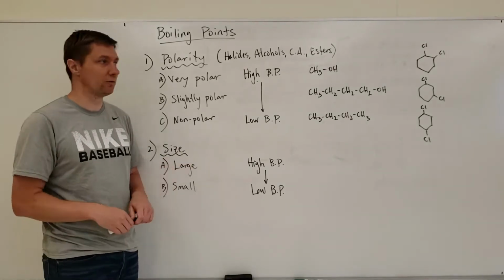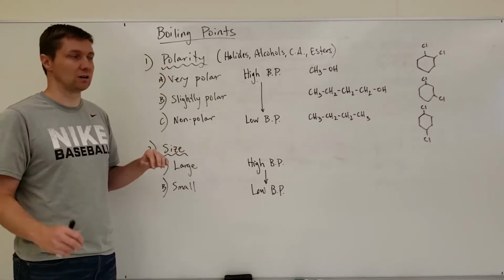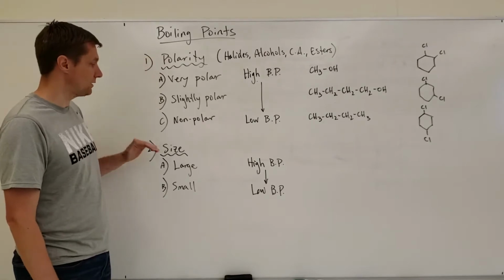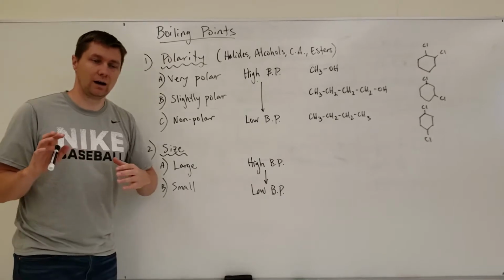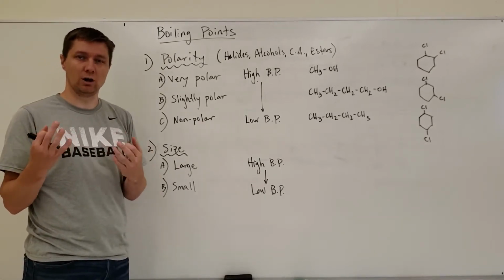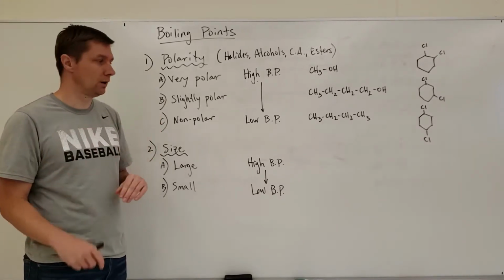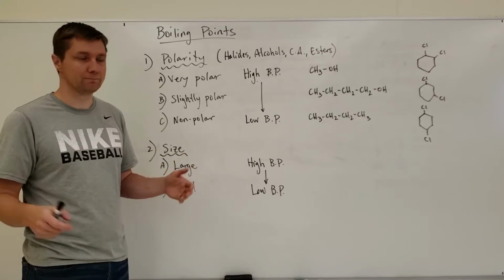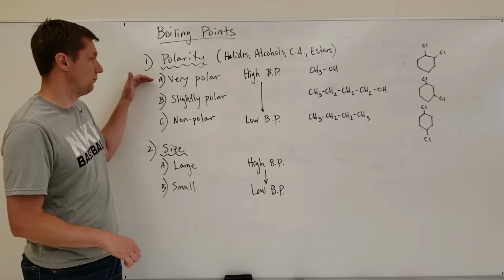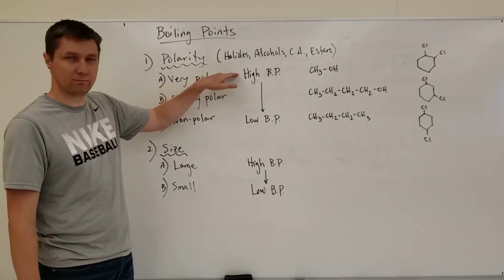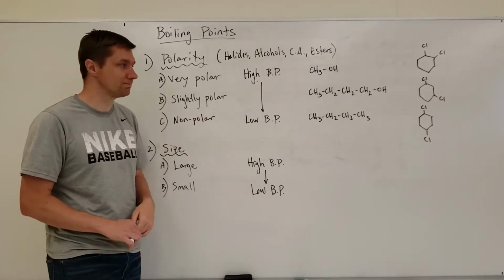But really what you need to know for this chemistry class is that boiling points are affected by two things: whether a substance is polar or not, and how large the molecule is. So if we're looking at polarity, we have three types of molecules. We have molecules that are very polar, molecules that are slightly polar, and molecules that are not polar at all. And how that relates to boiling points is that molecules that are very polar are going to have very high boiling points, and molecules that are non-polar, very low boiling points.